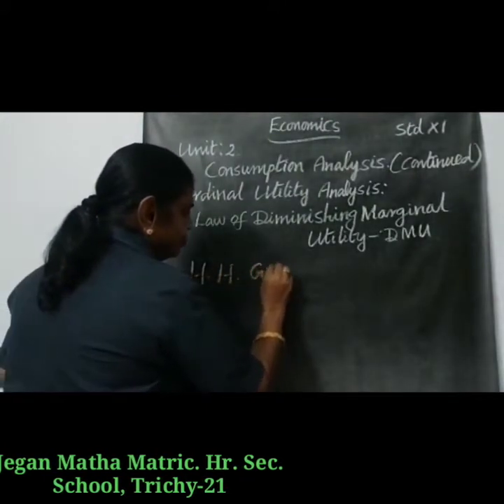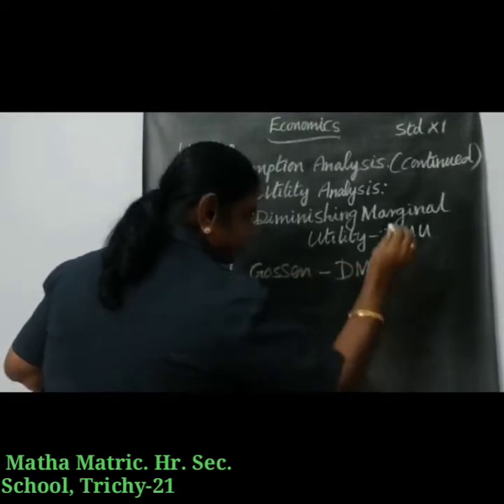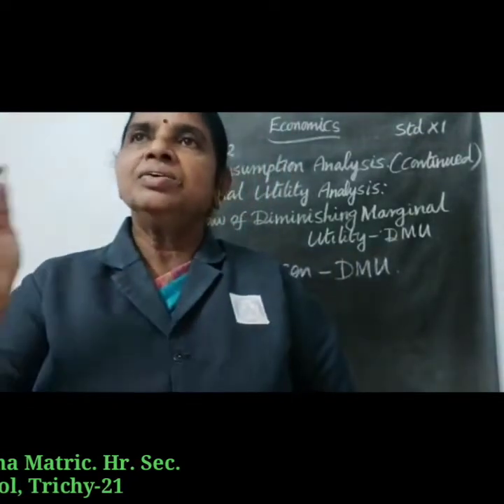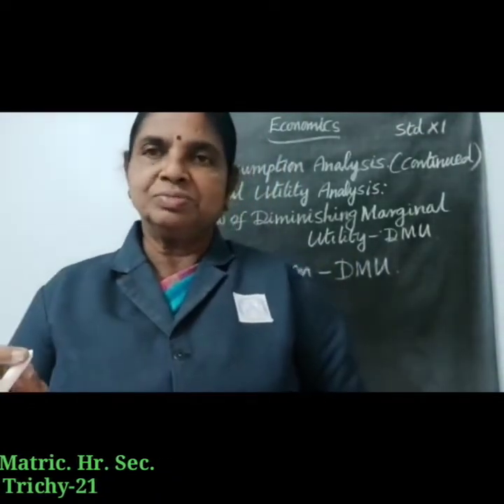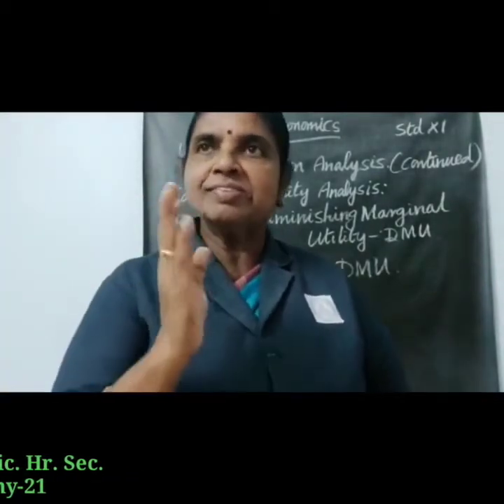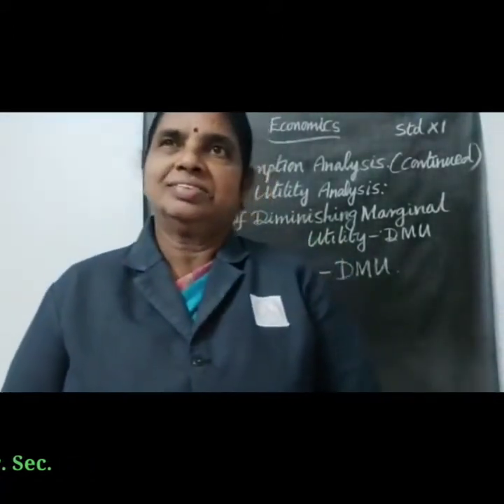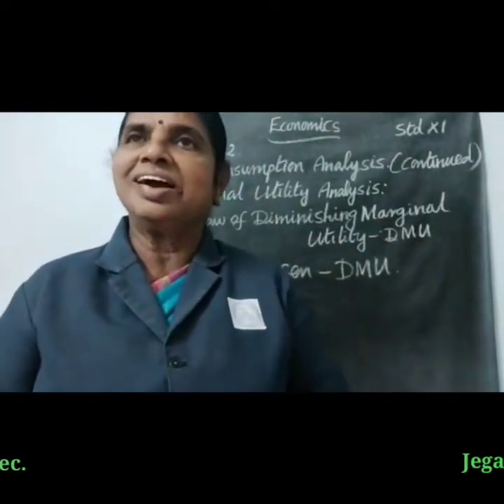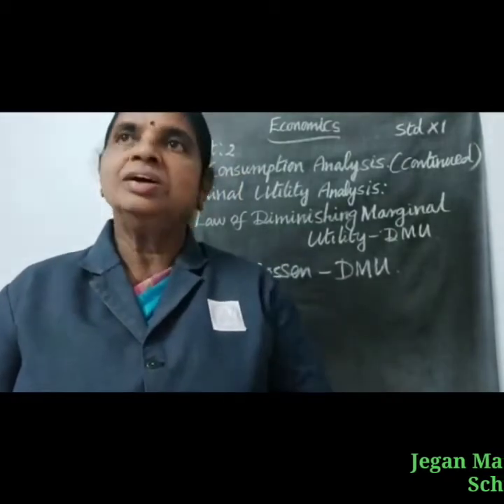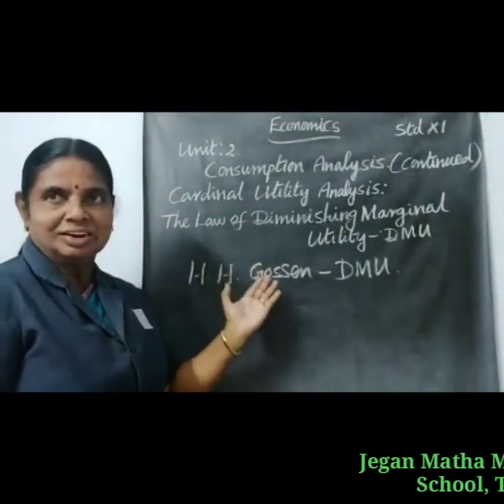Jevons first formulated this law of diminishing marginal utility, and that is why Jevons called this law Gossen's first law of consumption. Later, Marshall perfected this law on the basis of cardinal analysis, that is, countable analysis. So this law is based on the characteristics of human wants. That is, we learnt wants are satiable. Based on that, this law is derived.